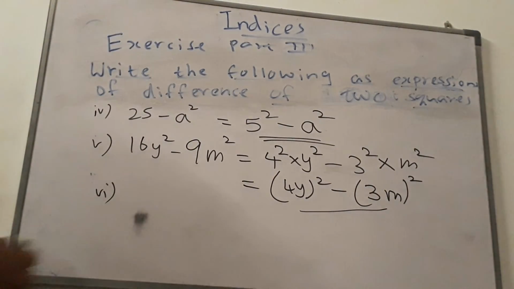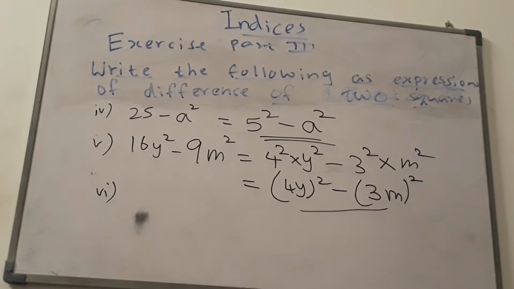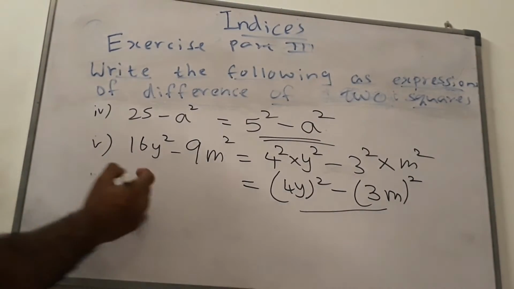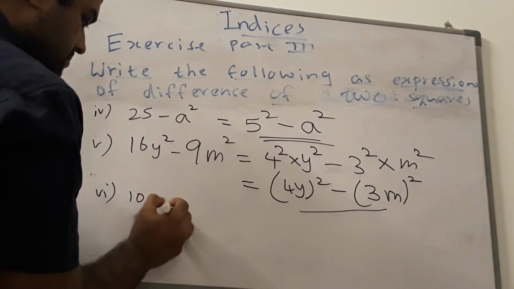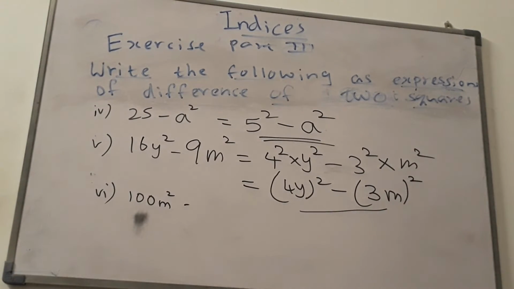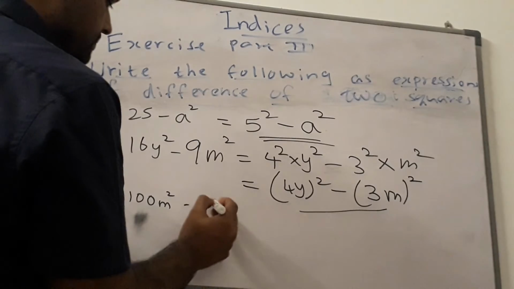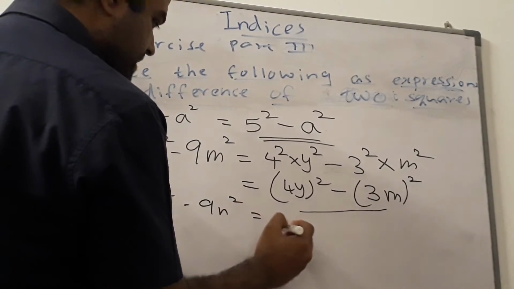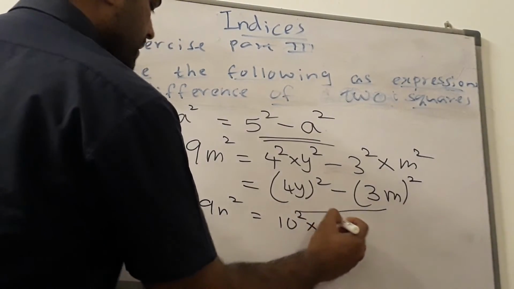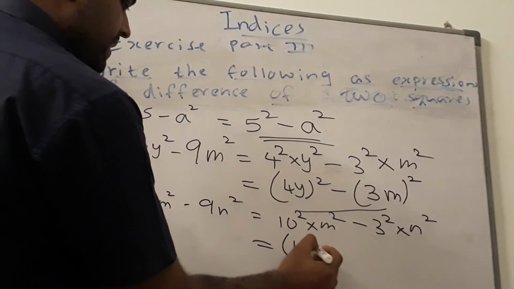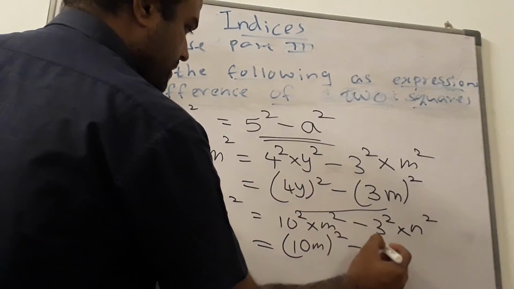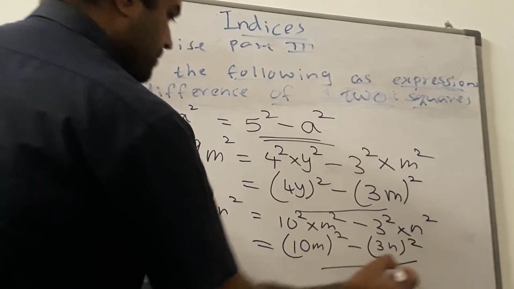Sixth question. 100m squared minus 9n squared. 100 means 10 squared times m squared, minus 9 means 3 squared times n squared. 10 and m altogether is 10m altogether squared, minus 3n altogether squared. This is the answer.